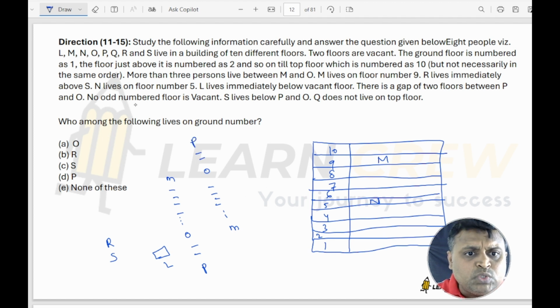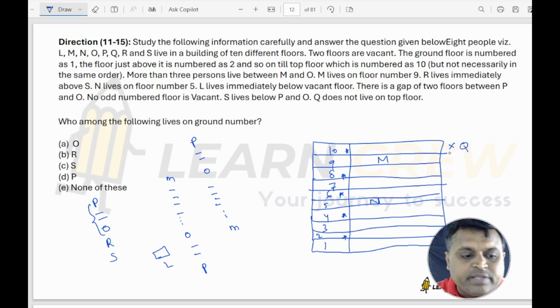Next. No odd numbered floor is vacant, which means the vacant floor can be 2, 4, 6, 8 or 10. Okay. Next. S lives below P and O. So P and O is like this. Now Q does not live on the top floor. So here you don't have Q.